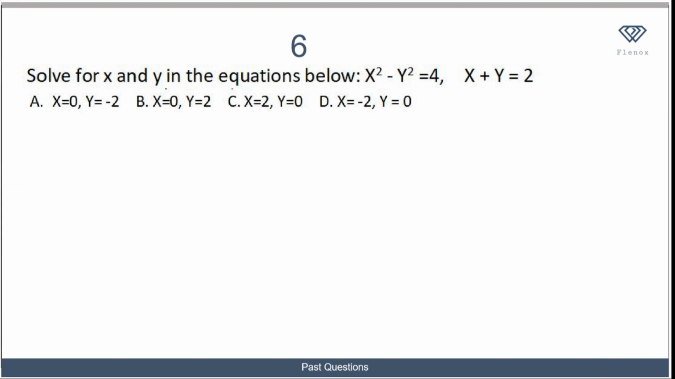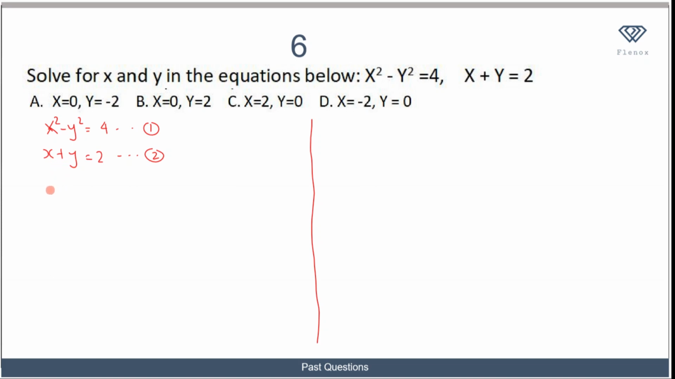In this case, we are told to find the values of x and y in the equation below. So now we are given this first equation, and as you can see, it has a quadratic term to it. We are given that x squared minus y squared is equal to 4 as the first equation, and we are given x plus y is equal to 2. And as I've mentioned before, to solve a quadratic equation that is simultaneous, you have to make use of the substitution method. So what can we do here?